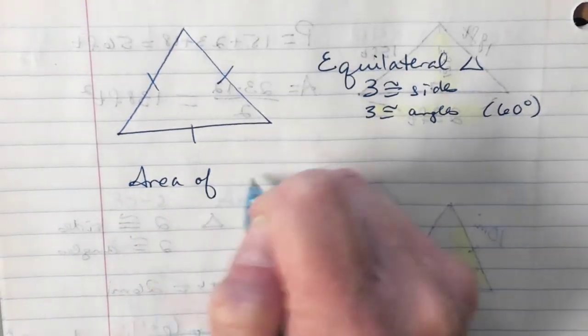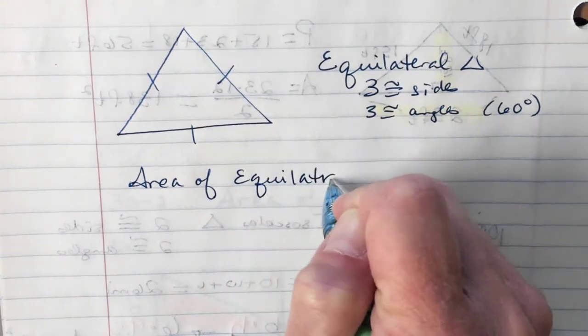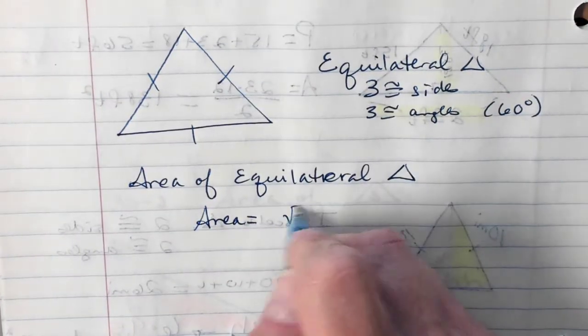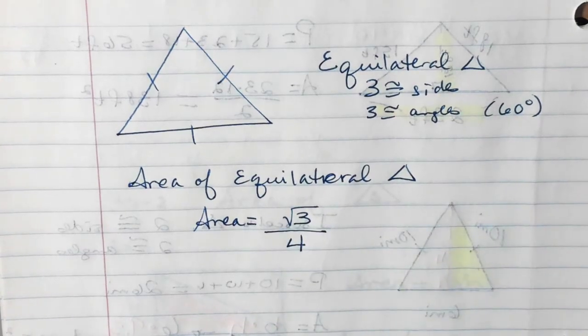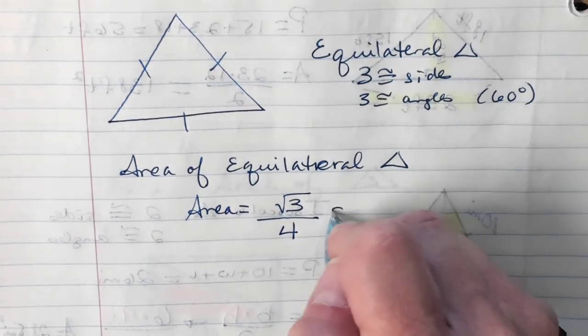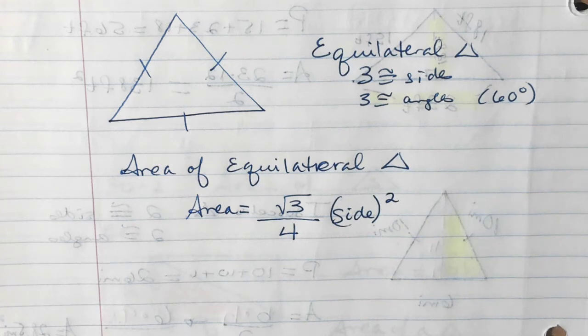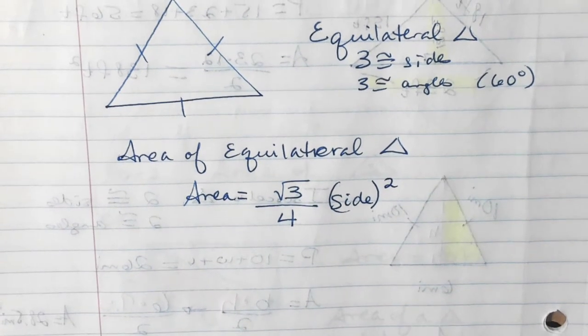So the area of an equilateral triangle is the square root of 3 over 4 times a side squared. So the square root of 3 is the top of the fraction. The 4 is on its own. It's not inside the root. It is the denominator of the fraction. And then our side squared.